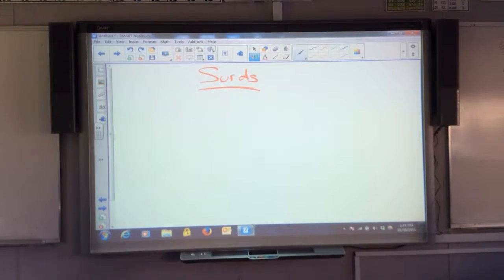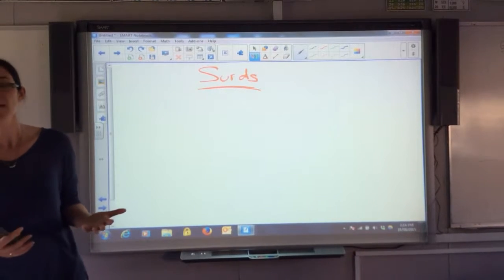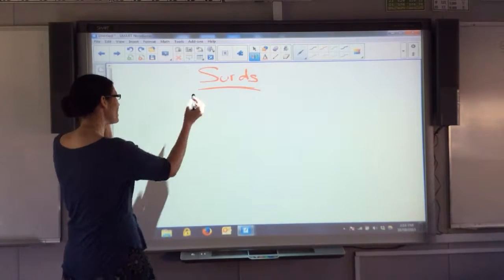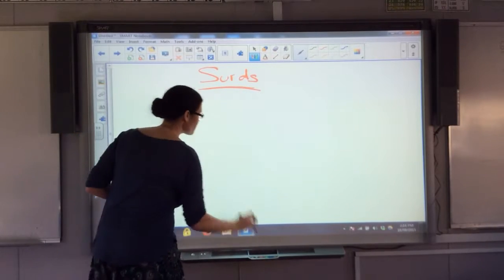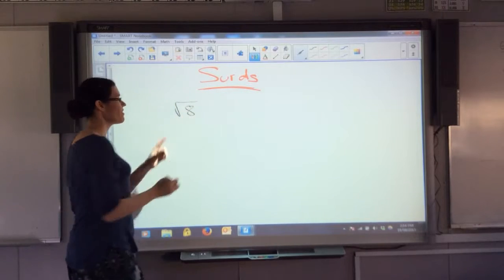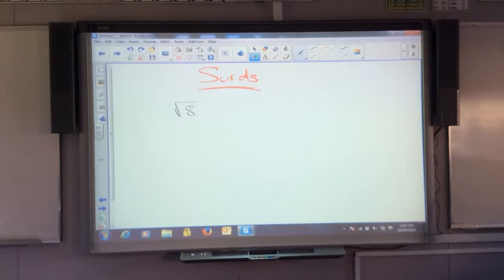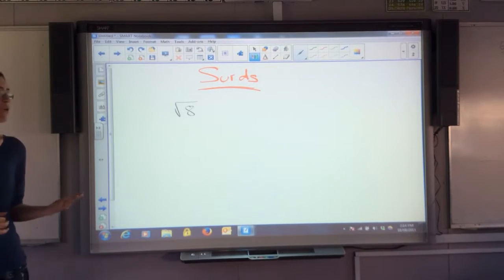Okay, so surds is a fancy word that basically means that I have a root in the question. For example, that's a surd. It has a square root in it. Okay? So that's not very complicated. It's just a fancy word for something you've already met before.